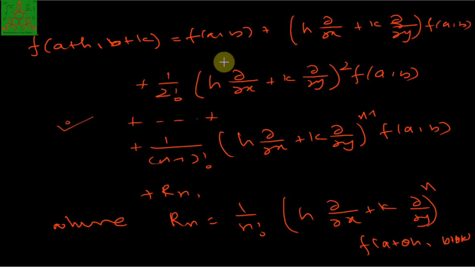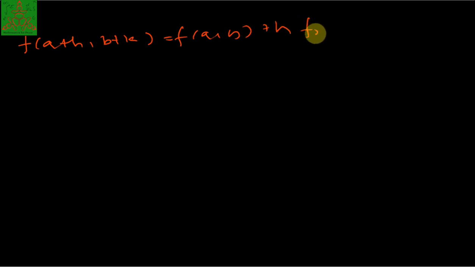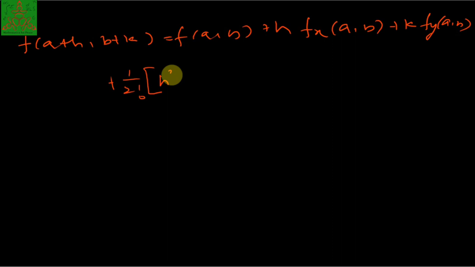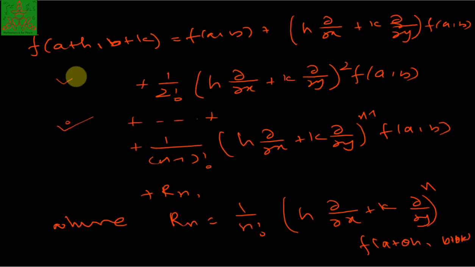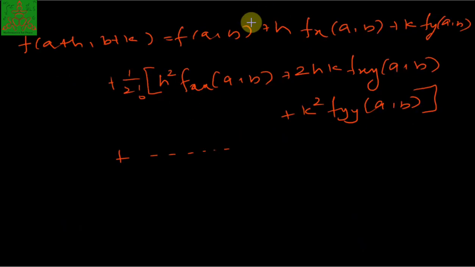This whole expression can also be written in this manner, that is f(a+h, b+k) is equal to f(a,b) plus h into fx at (a,b) plus k into fy at (a,b) plus 1 by 2 factorial [h square fxx at (a,b) plus 2 times hk fxy at (a,b) plus k square fyy at (a,b)], and so on. The previous expression can also be written in that form that we have seen. This is the first remark I want to make here.